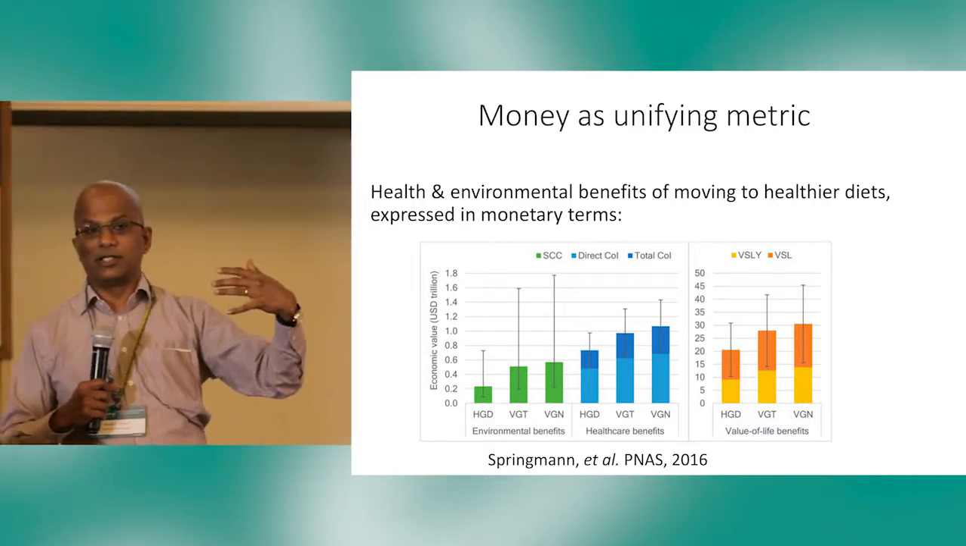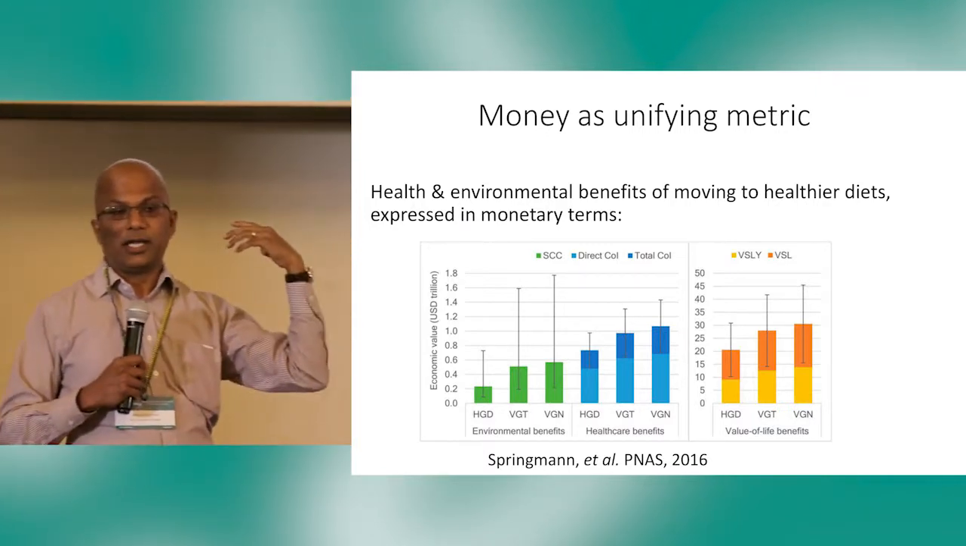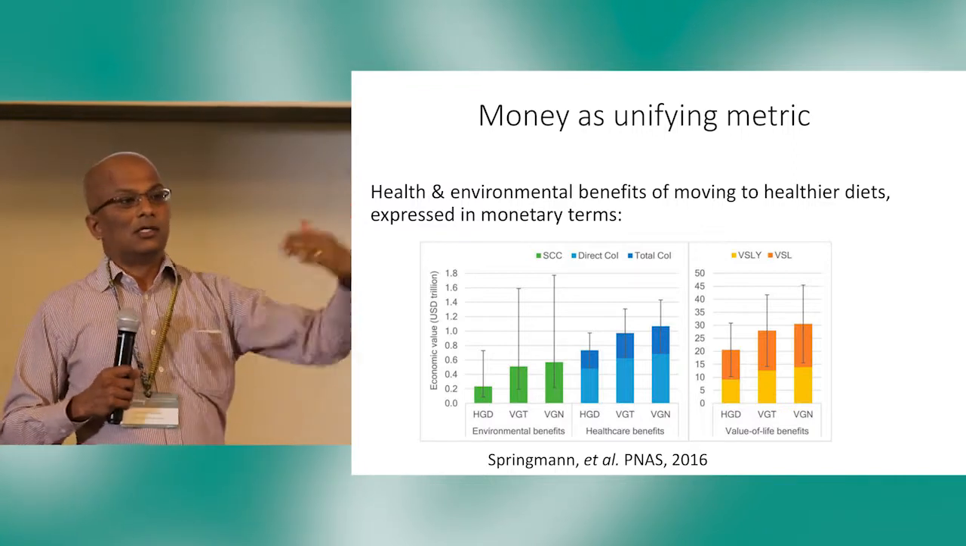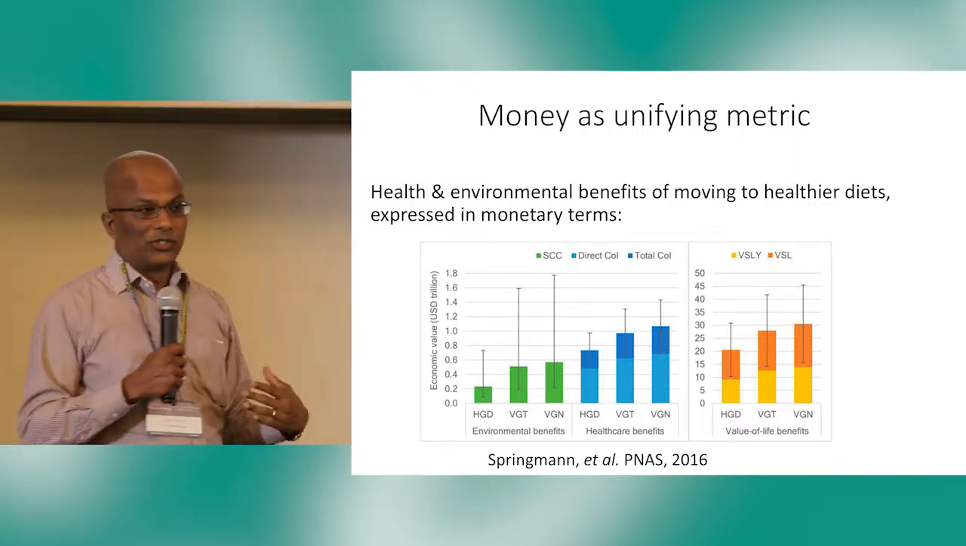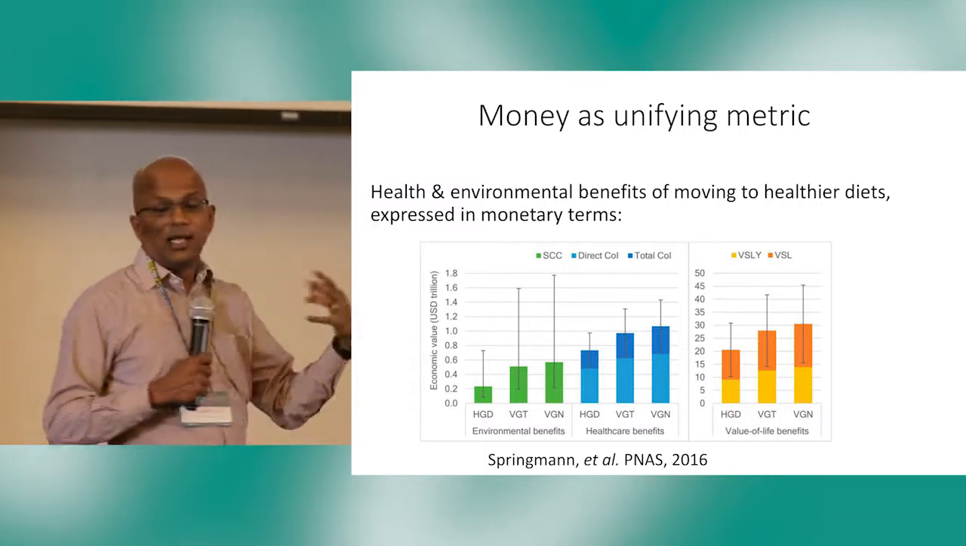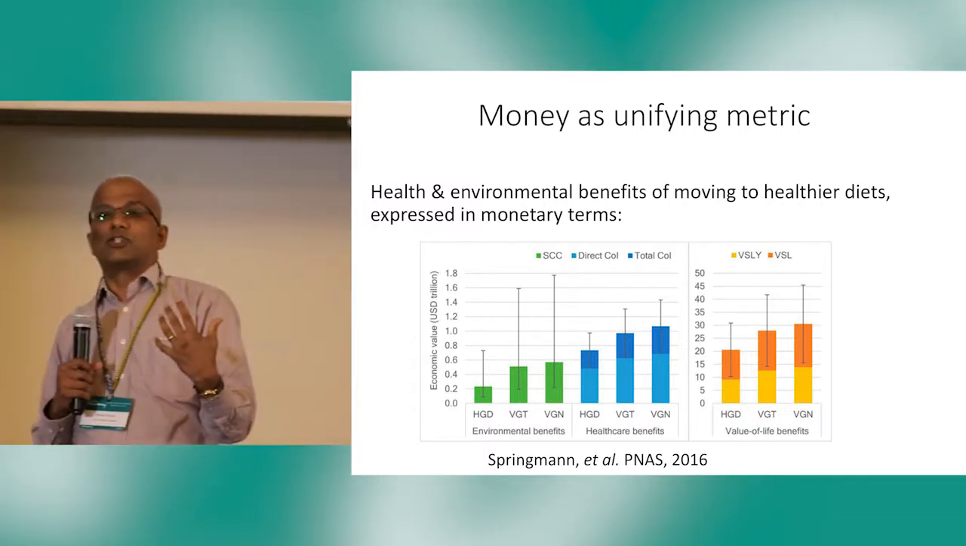So they look at 3 different diets. They don't have much behavior going on in this work. They just assume that populations will move towards these healthier diets. And then they compute the environmental and health effects of that.